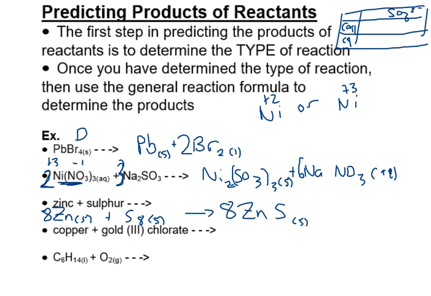Okay, same thing on this next one here. We've got copper and gold 3 chlorate. Before I begin, I actually need to write out what that stuff is. So copper is Cu, and that's a solid form. And copper comes in 1s. And then gold 3 chlorate's a bit trickier. Gold is Au. Chlorate is ClO3.